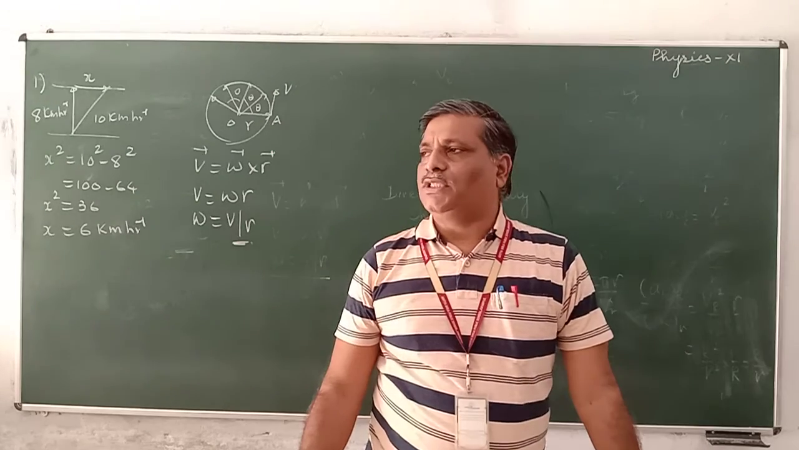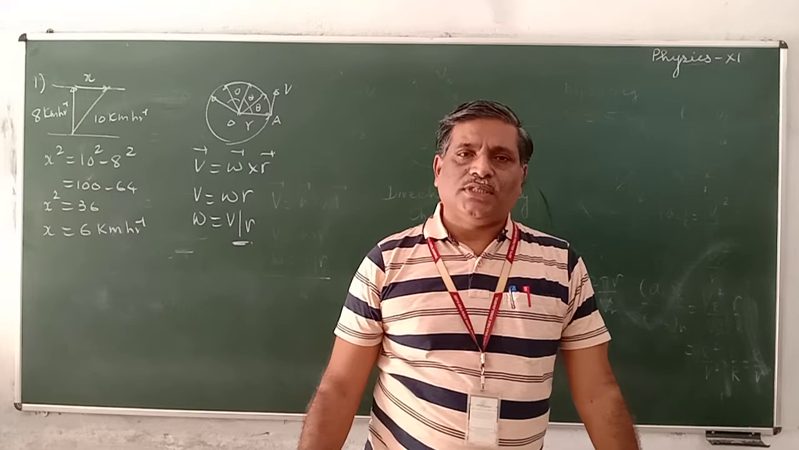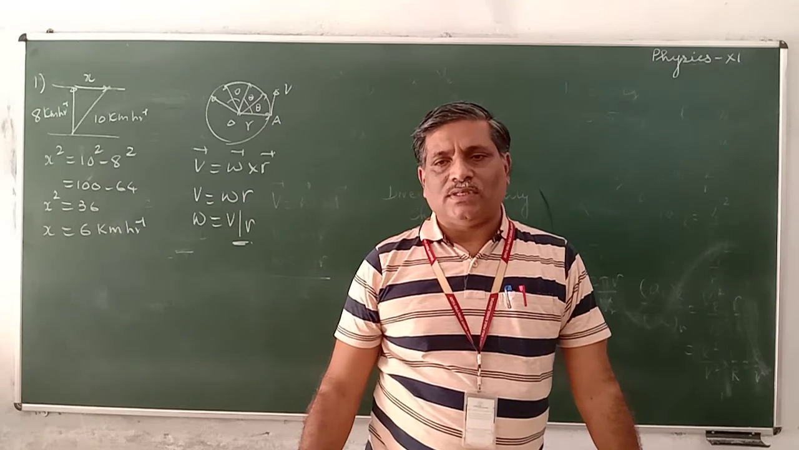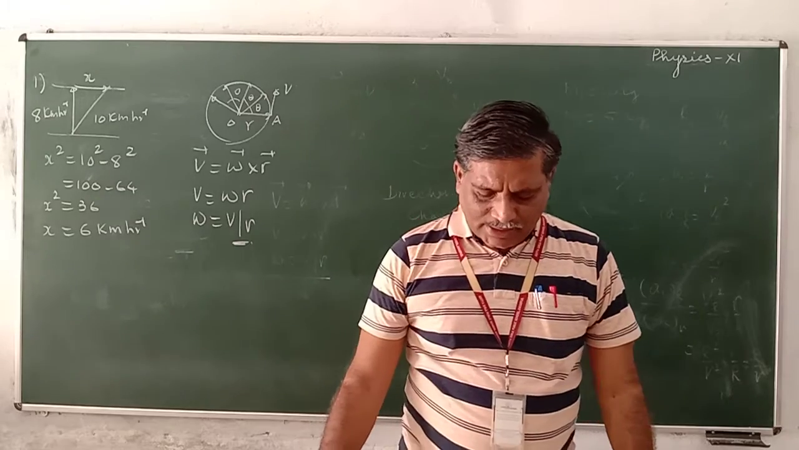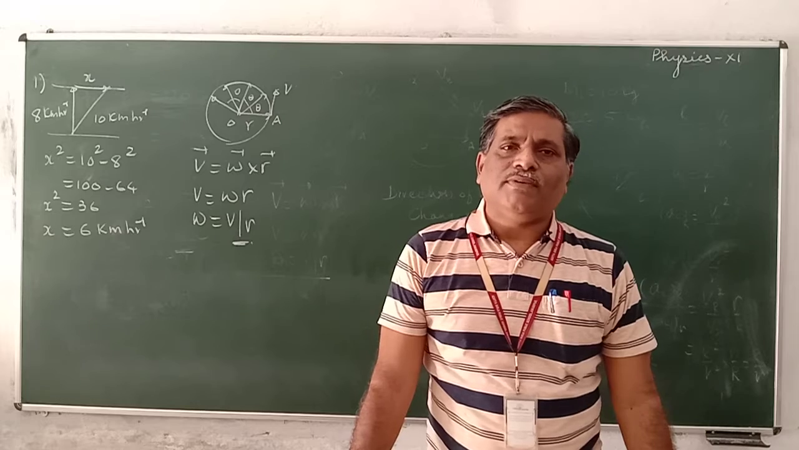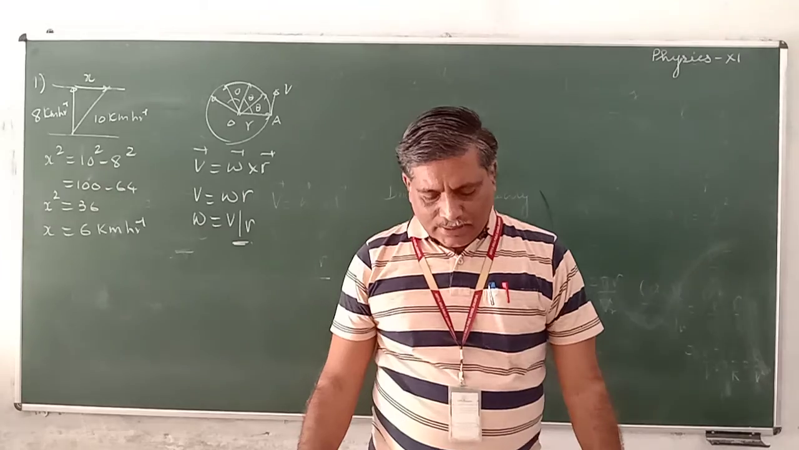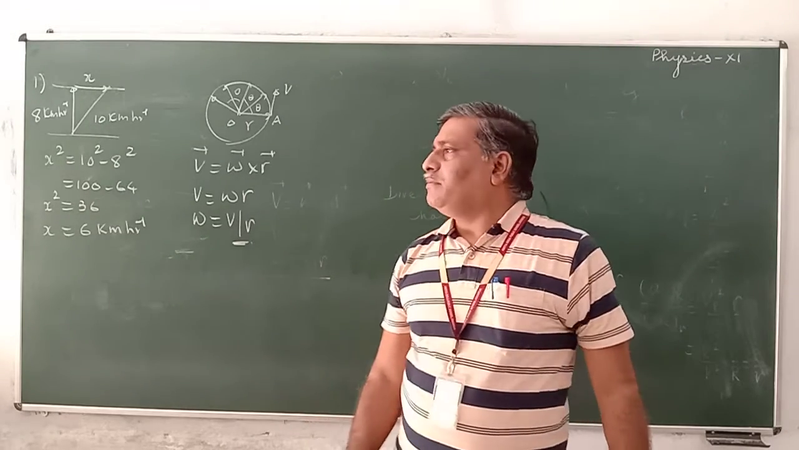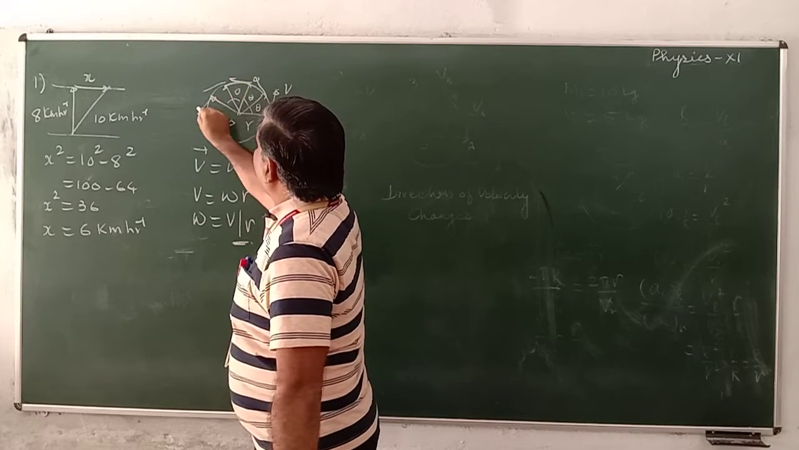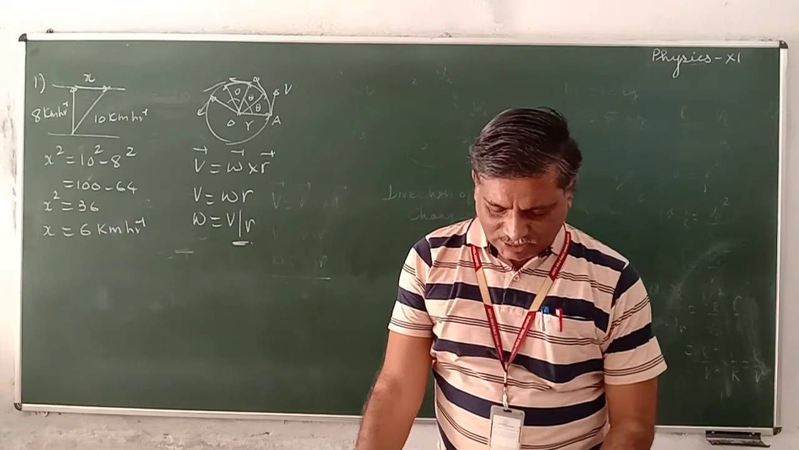Option: remains constant. Not correct, because angular displacement remains constant, so angular velocity will remain constant, linear velocity will not. Changes its magnitude: that is also not true, because the magnitude of linear velocity is again the same, as it is moving with a constant speed. Changes its direction: this is the correct option, because the linear velocity keeps on turning, its direction is changing. So the correct option is changes its direction.